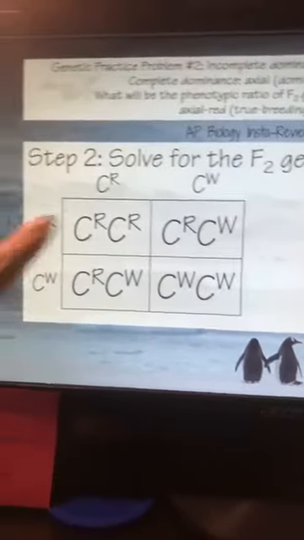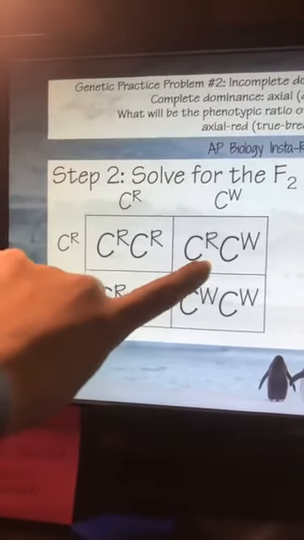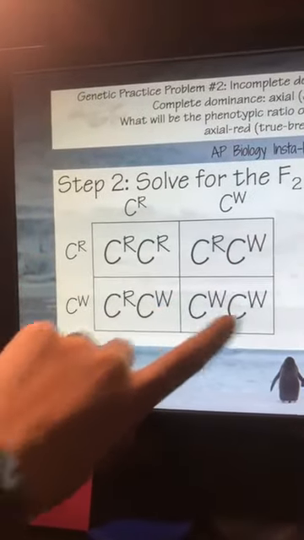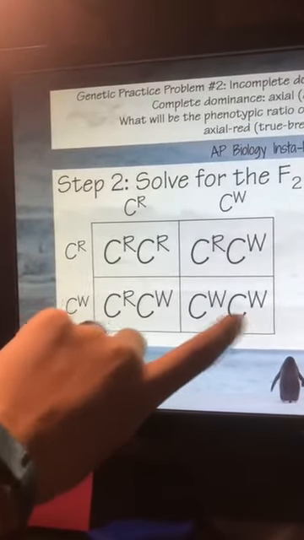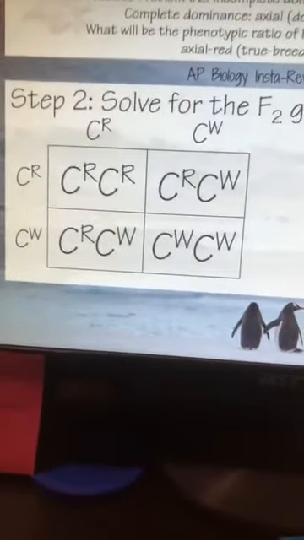I hope that makes sense. We get one red because we have two red alleles. We have two pinks because I have two that have a red and a white allele together, which makes it pink. And then one has the two white alleles, which makes it white. So I should find a 1:2:1 ratio of red to pink to white. So 1/4 of the chance will be red, 1/2 will be pink, and 1/4 will be white.